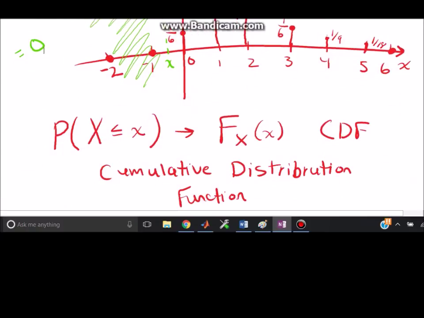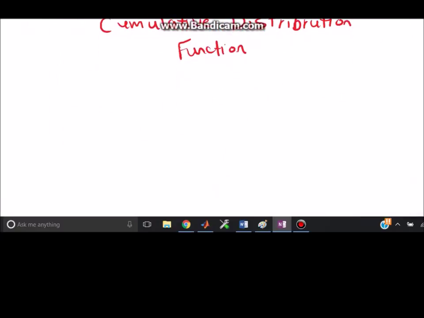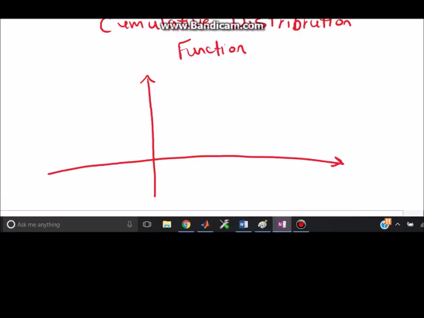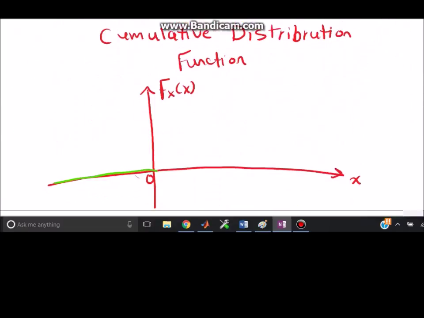So the way you would draw the function so far is up until 0. So this is F_X(x). Up until 0, the value of that function should be 0. Then something happens at 0, obviously. At 0, we see a probability measure of 1/6. So at 0, we will jump up to 1/6.